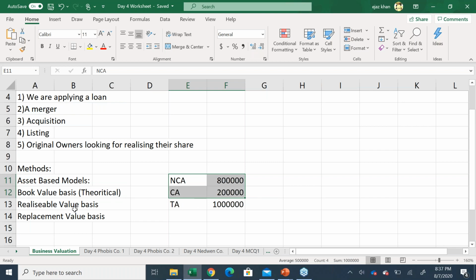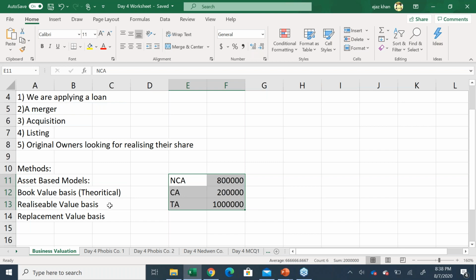Even this method is not used because if you are selling a business, there's a big difference between selling your assets and selling a business. A business will have its goodwill, its brand name, its brand value, its intellectual assets. There may be assets that are not shown on the balance sheet. So no one is going to sell a business equal to the value of its assets, especially if a business is making profits.